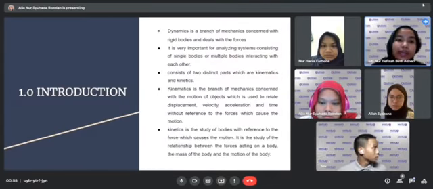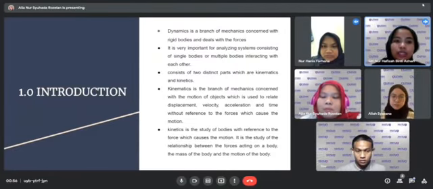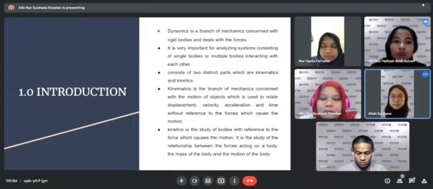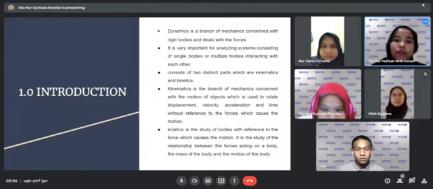Kinematics is the branch of mechanics concerned with the motion of objects, which is used to relate displacement, velocity, acceleration, and time without reference to the forces which cause the motion. It also describes the motion of objects using words, diagrams, numbers, graphs, and equations. The goal of any kinematic study is to develop sophisticated mental models that serve to describe the motion of real-world objects. If there were no kinematics in life, no one would know the motion of the earth around the sun.